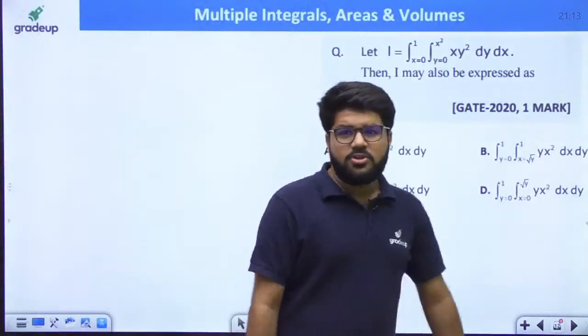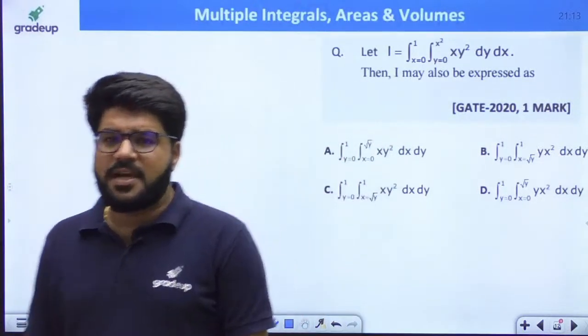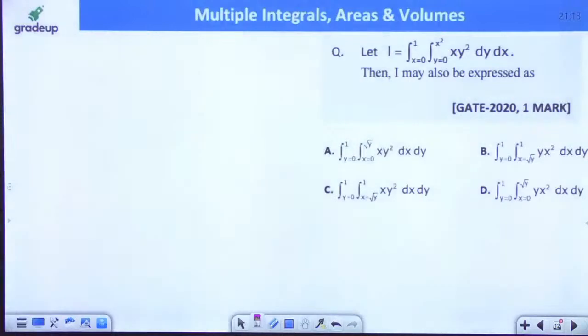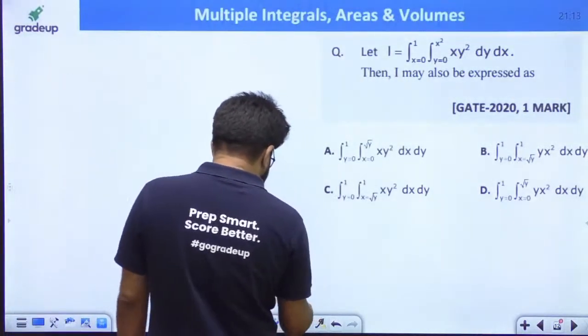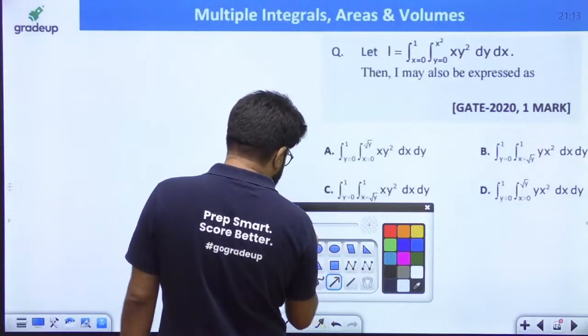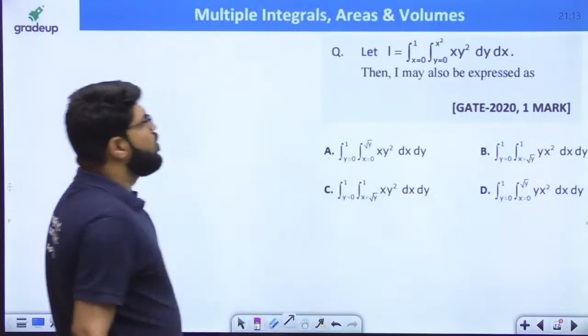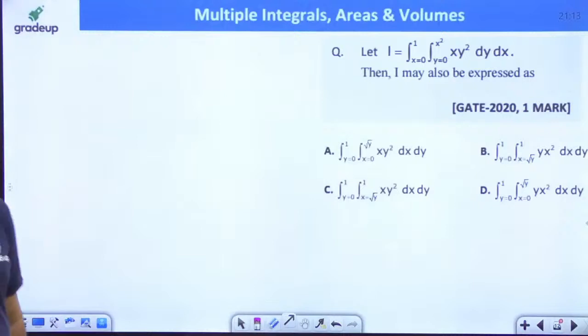Yes, guys, what should be the correct answer? Come on everybody, what should be the correct answer? It's a GATE 2021 one-mark question. You can try to sketch the region geometrically so that you get the idea of what the correct answer should be.